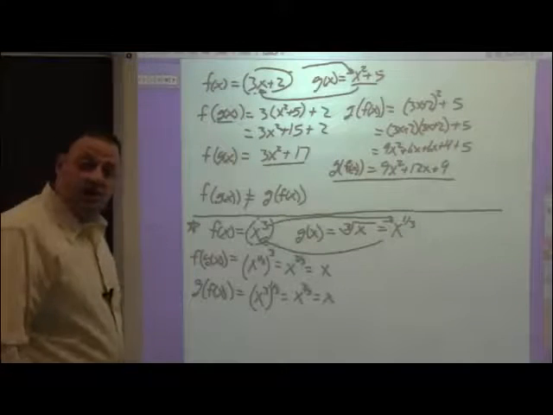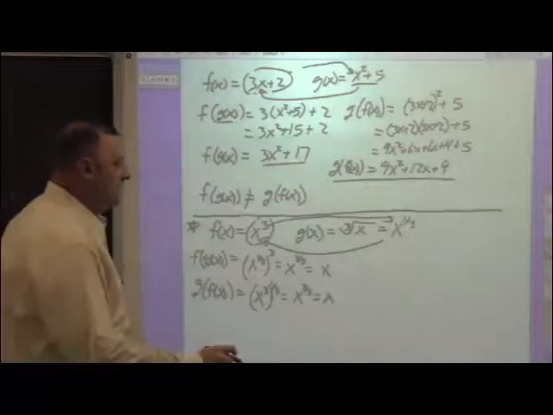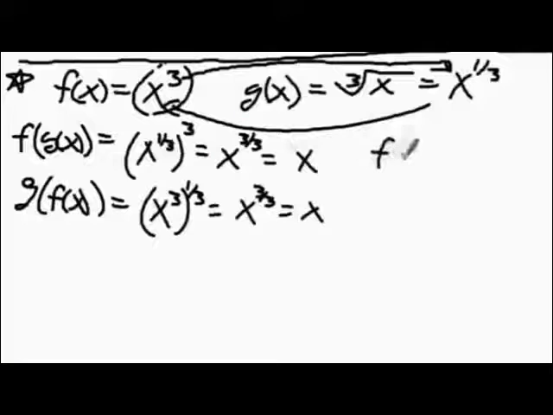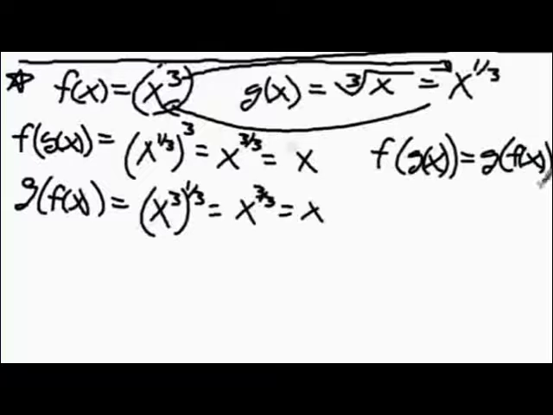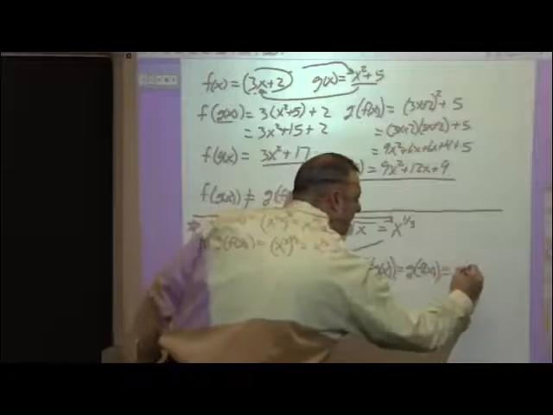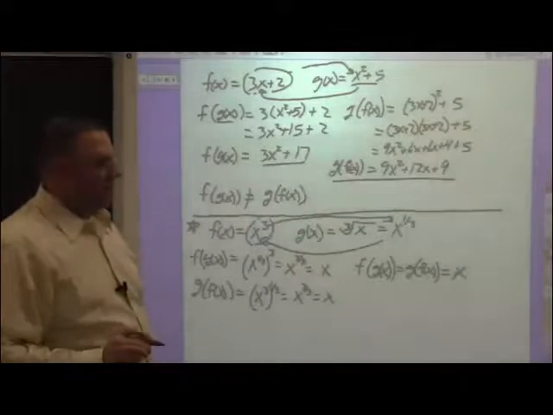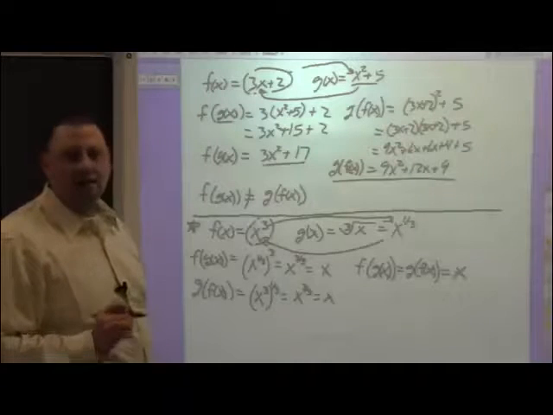So there are situations in which f composite g is equal to g composite f. So this is a true statement. It depends on what you're given. F composite g is equal to g composite f of x. But what did you notice? That they were both x. By definition, that means f of x and g of x are inverses of each other.